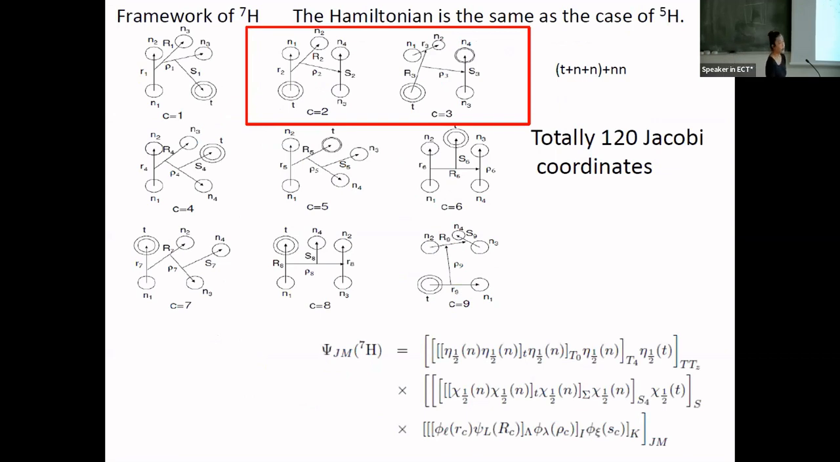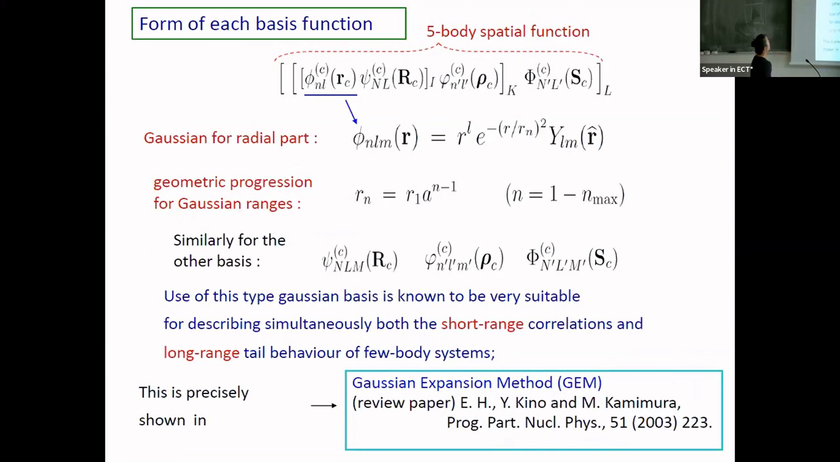The Hamiltonian is the same as in the case of hydrogen-5. We take 9 kinds of Jacobi coordinates, in total 120 Jacobi coordinates, and among them this part is the most important contribution to get the energy pole. This is also the hydrogen-5 plus 2 neutron channel. This is the 5-body spatial wave function, and the calculation is the same as mentioned in the case of the 3-body problem.